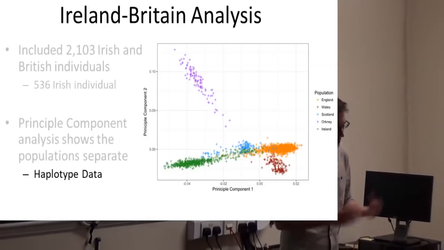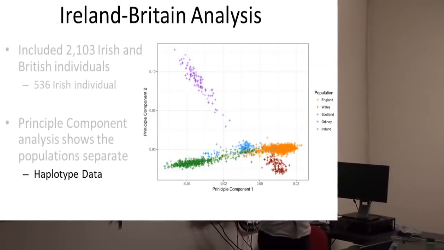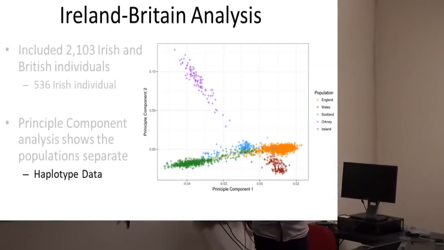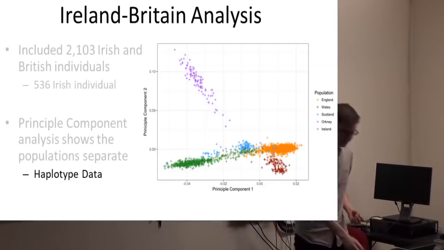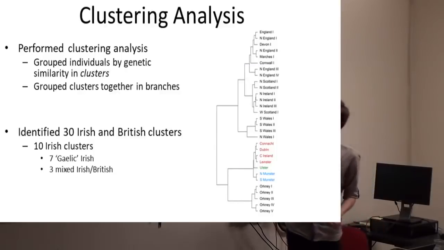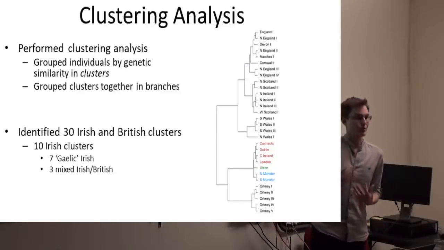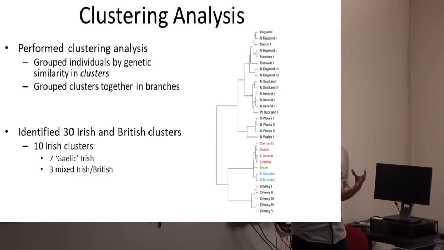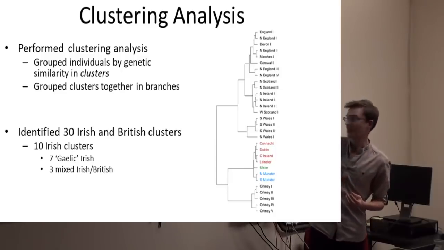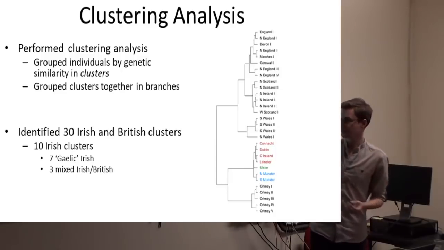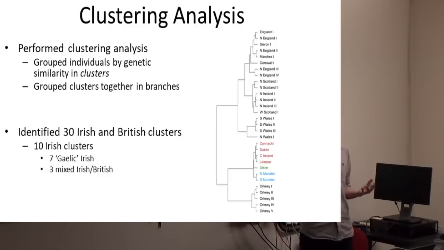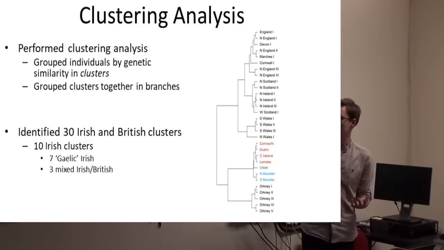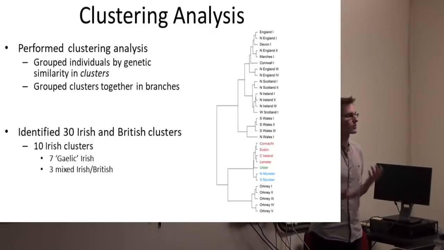We took this haplotype data and then instead ran clustering analyses. Similar to what the POBI group did, we tried to model them as discrete genetic groups. In this clustering analysis, we identified 30 Irish and British clusters. Of these 30, 10 included significant proportions of Irish individuals, ignoring the odd cluster that had like one Irish individual in it. Seven of these 10 we called Gaelic Irish clusters because 99% of the individuals in there were Irish in ancestry. But 3 of these were mixed Irish and British membership.